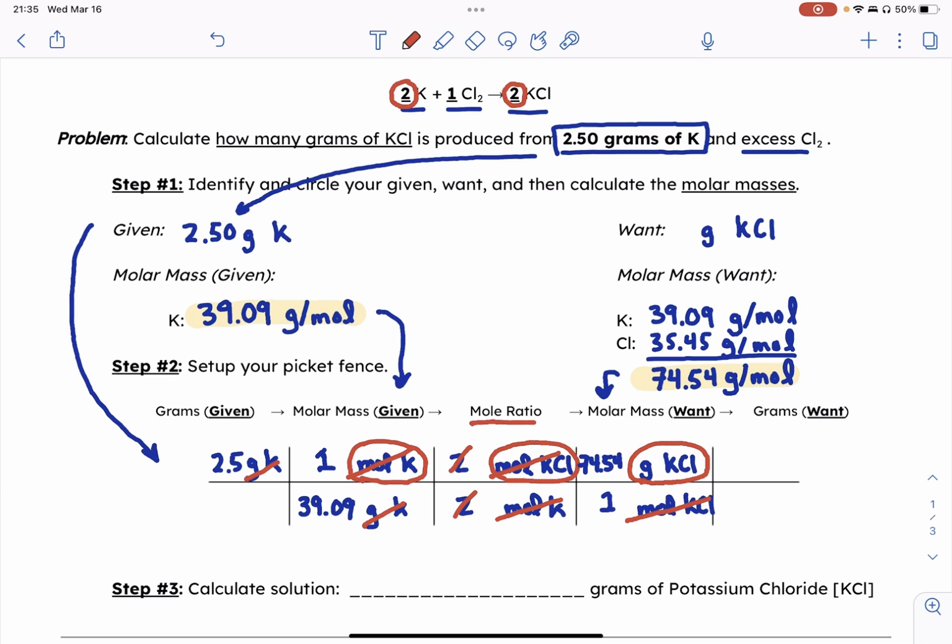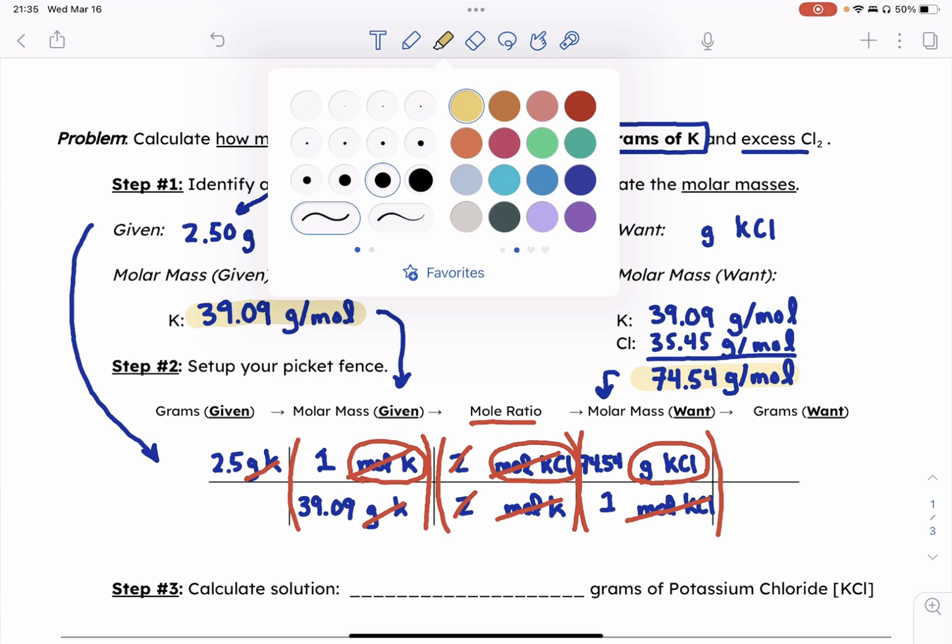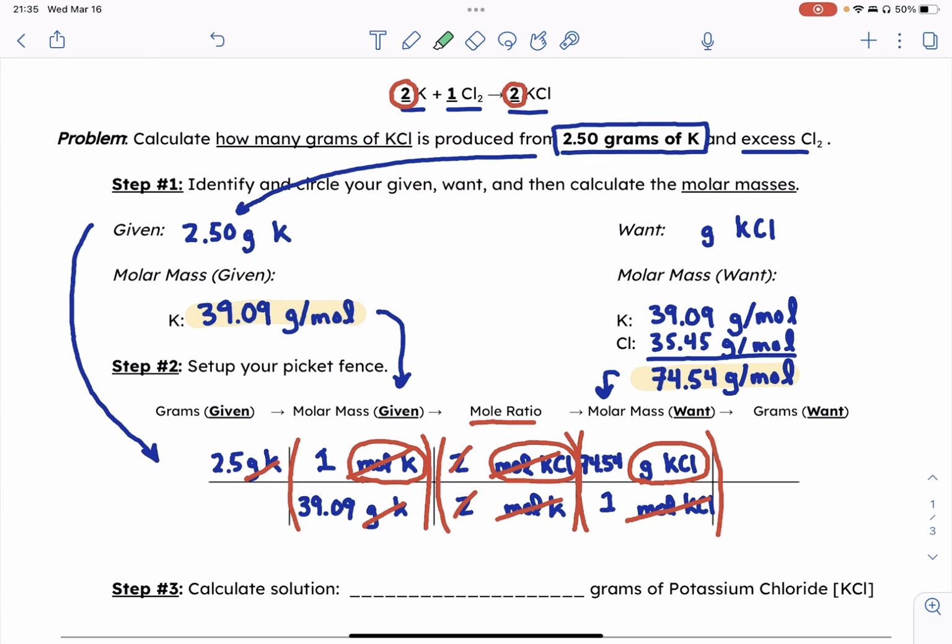I said this in class. This is basically just multiplying 2.5 by 3 fractions. Let me go ahead and write the parentheses right here. Write the parentheses right here. And write a parentheses right here. So you're going to do, and let me go and grab my highlighter. I'll highlight it in a different color. Let's make it a neon color. So it's going to be 2.5 multiplied by 1 over 39.09. So we'll be dividing by 39.09.